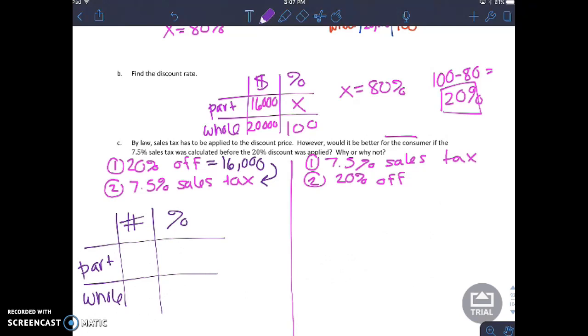So the whole is going to be $16,000. The part is what we are trying to figure out. The percent for the whole is always 100. Now here's where it gets a little tricky. The percent is going to be 100% plus the 7.5% sales tax. So that's going to be 107.5%. That represents the initial cost of the $16,000 plus whatever 7.5% of $16,000 is.